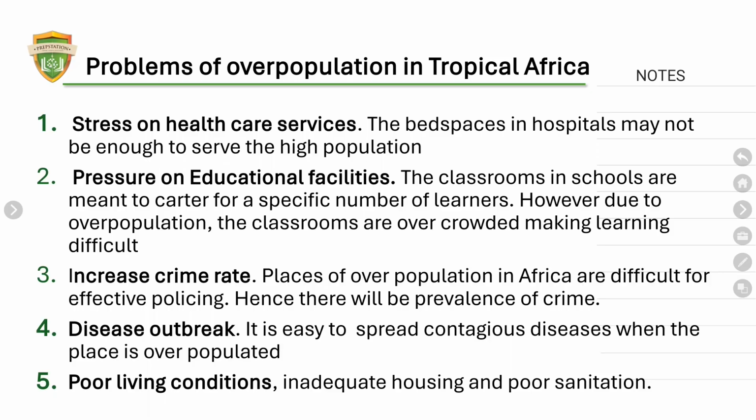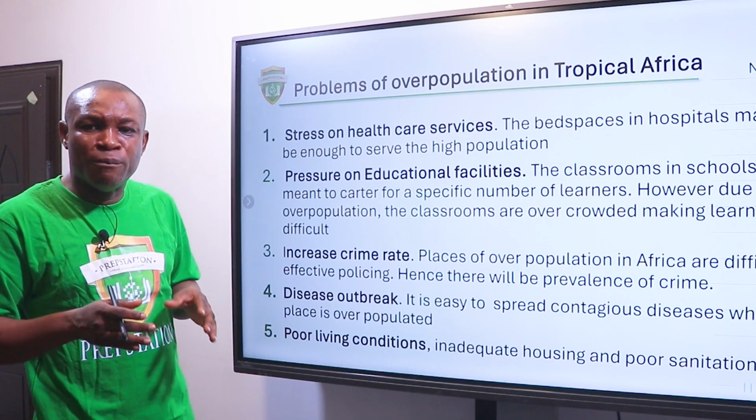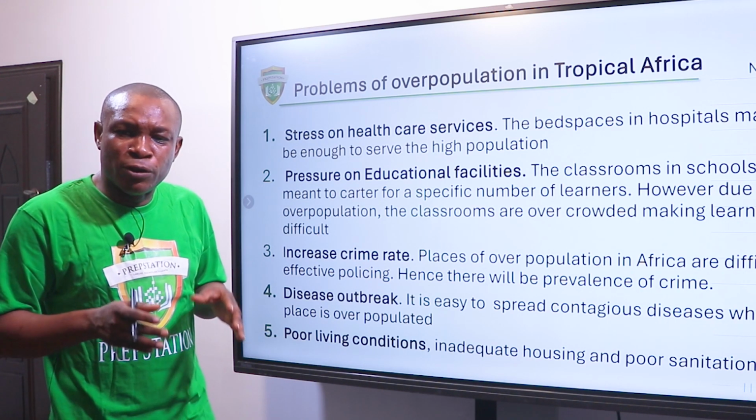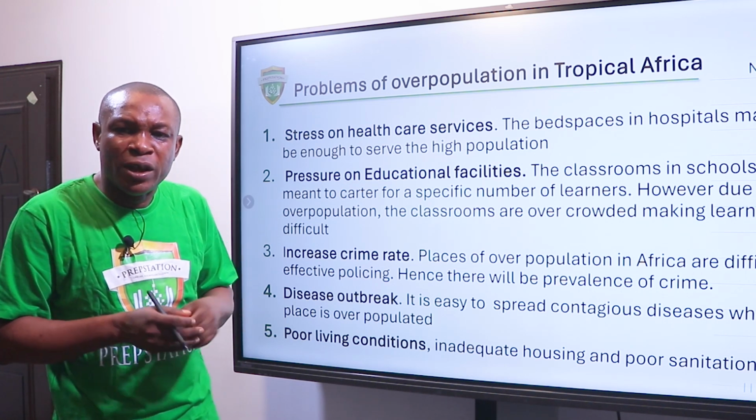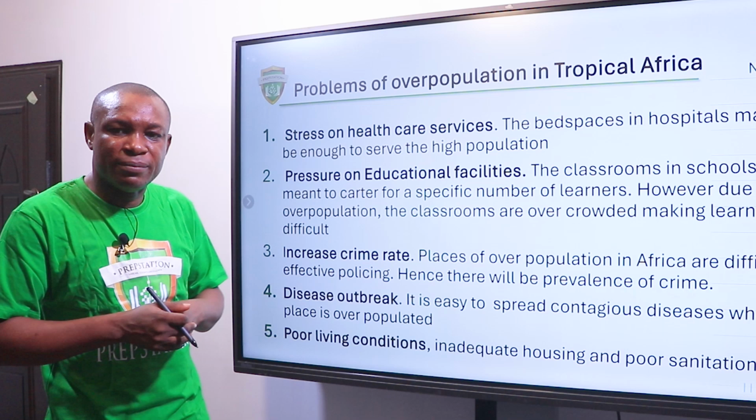The same thing for number 2, which is pressure on educational facilities, where the classrooms are filled up. Increase in crime rates. Places of overpopulation in Africa are difficult for policing, and hence there will be prevalence of crime. Most of the people that move to some urban areas, causing overpopulation in such urban areas, don't have means of livelihood. They resort to crime.